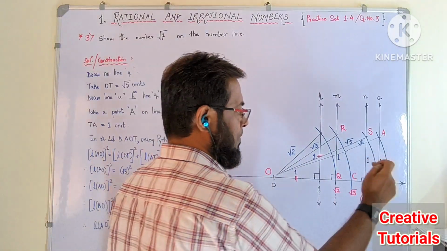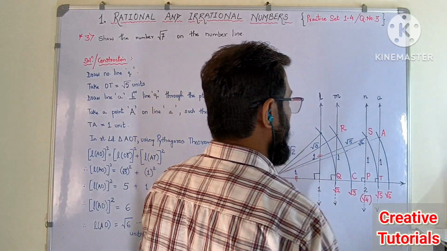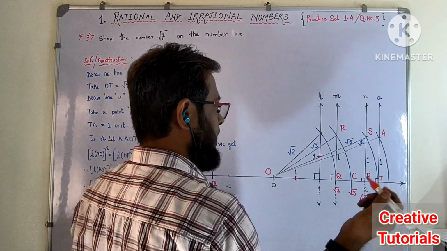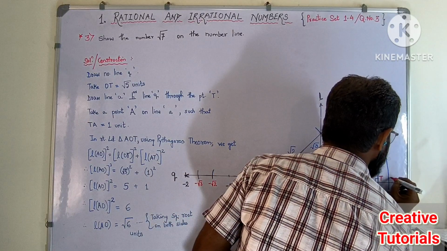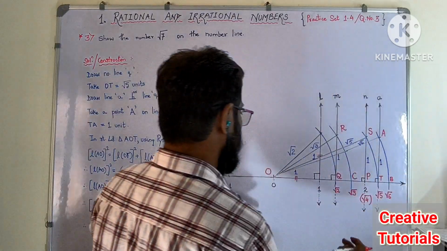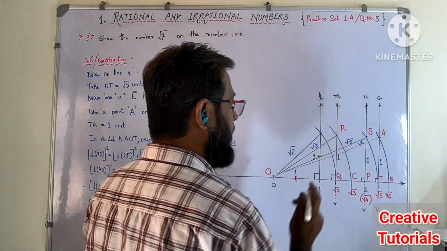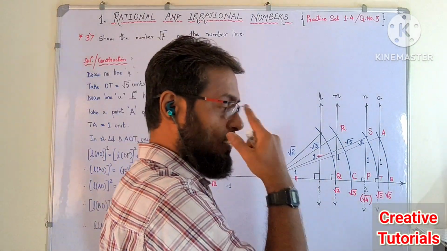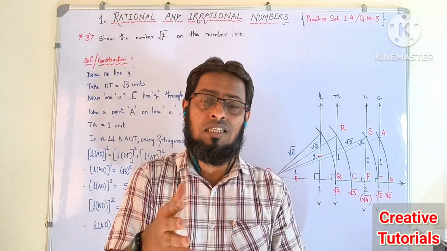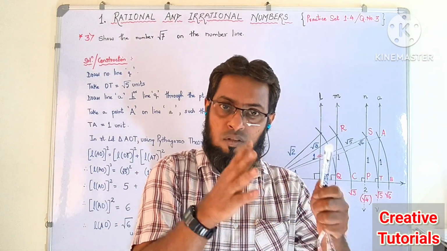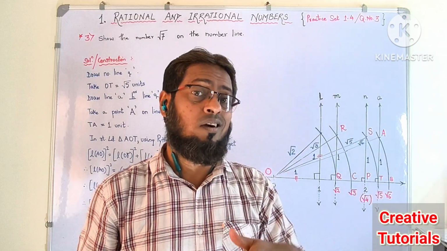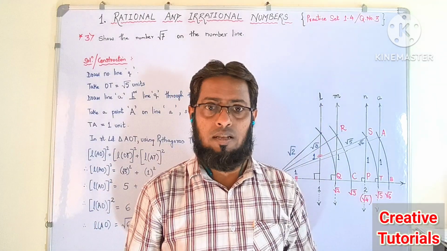Now let us give one suitable name to this point. If this is A, let me give this as B, capital B. That means my OA and OB both are the same. So now we have completed the part of showing root 6 on the number line. Now our procedure starts to show root 7 on the number line.